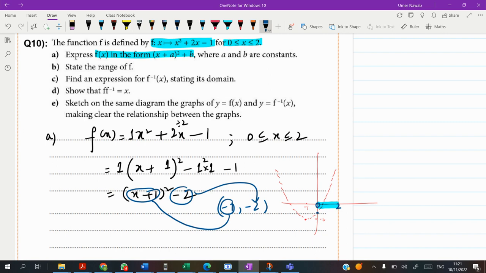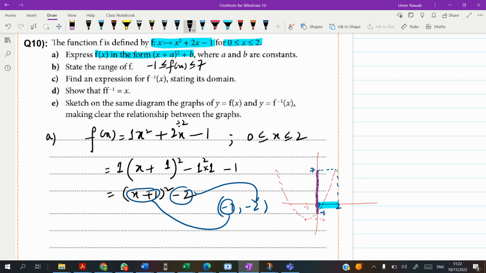So at 0 there will be some answer. If you substitute, that is minus 1. And at 2 I have some answer. Let me check what that is. Substitute 2: 4 plus 4, 8, 8 minus 1, 7. So how much of the y-axis was consumed? From minus 1 till 7. That is the range of the function. So f of x is between minus 1 and 7.